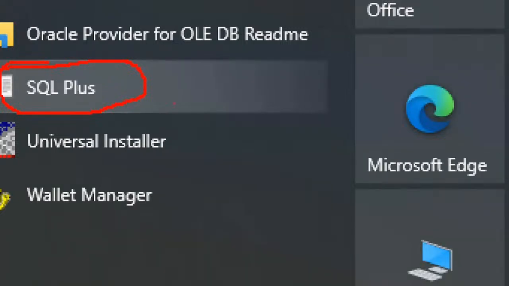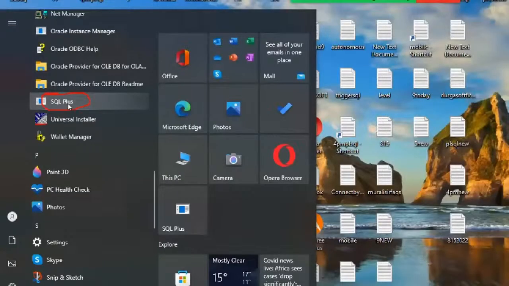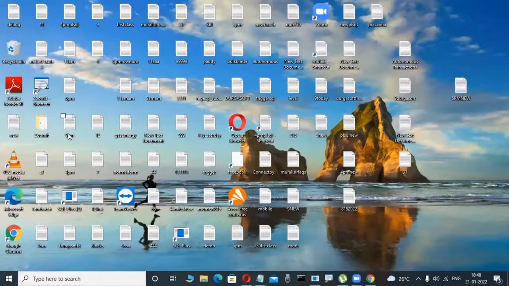Again, SQL Developer is a tool. That is a GUI tool. That tool also you can install, not a problem. Again, SQL Navigator is a tool, Toad is a tool. Those are all explicit GUI tools. But this is SQL Plus. You are not required to load it. Once we load the Oracle software, automatically that SQL Plus tool is available.